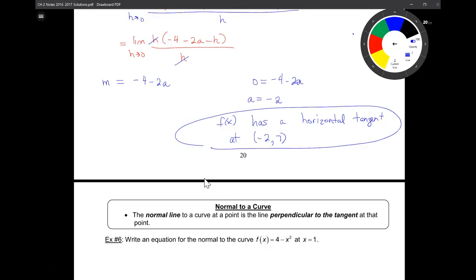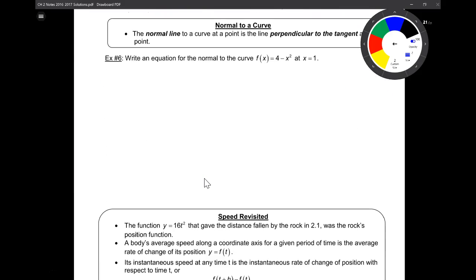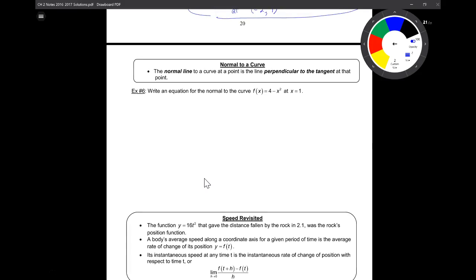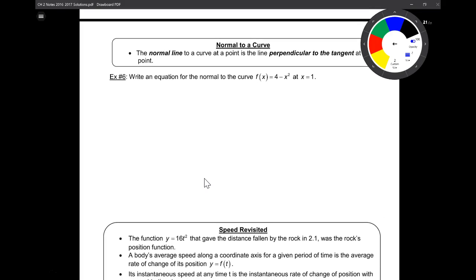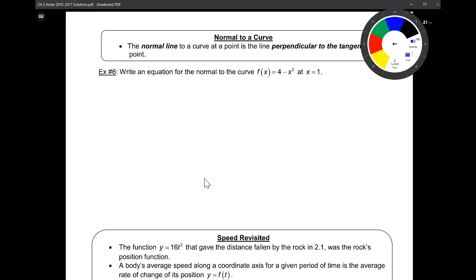Should have looked. Okay, all right, normal to the curve. This is quick, easy. A normal is just a line that is perpendicular to the tangent. We don't call it perpendicular because perpendicular is usually something you reserve for straight lines. But now we're taking a curve and saying, okay, here's a tangent. The line perpendicular to that is the normal line. So let's write an equation for the normal to the curve here at x equals 1.